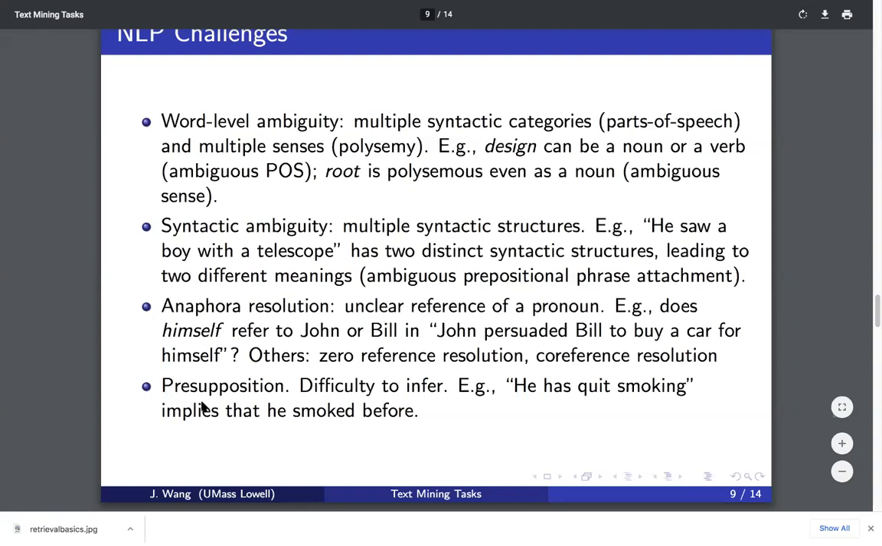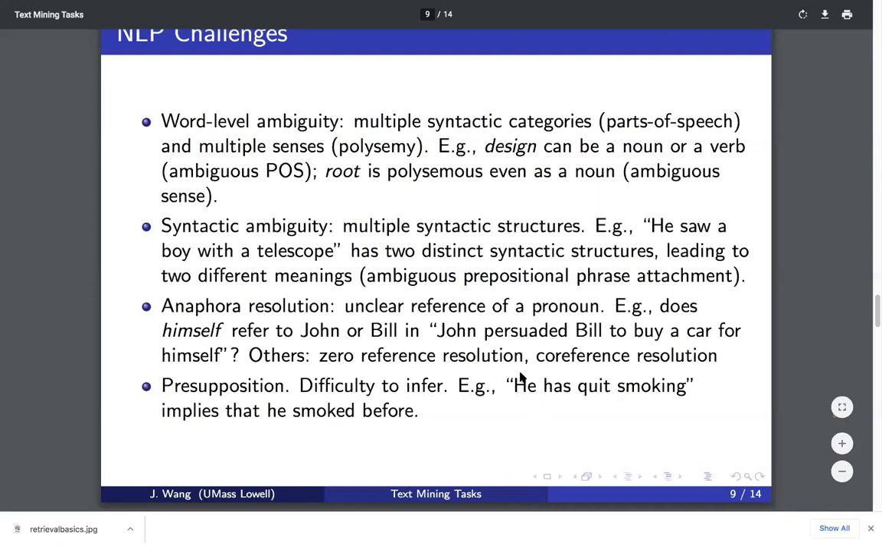The fourth challenge of NLP is presupposition. For instance, it's difficult to infer what is meant by, for example, the following: he has quit smoking. By looking at this sentence, we know that he smoked before. Otherwise, there is no need for him to quit smoking. So it implies that he smoked before.